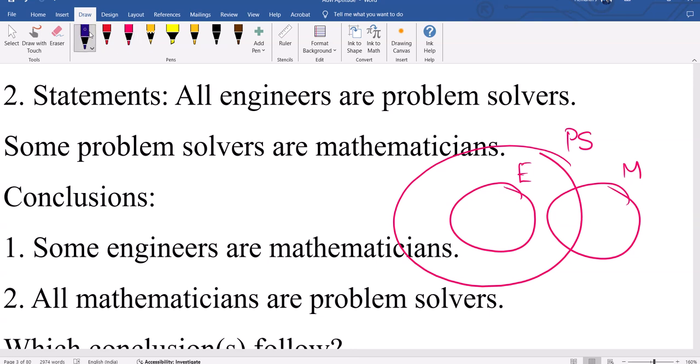Now let me check here. First conclusion: Some engineers are... Is it true? No, fail. Second conclusion: All mathematicians are problem solvers. Is it true? When both fail, there is no need for another diagram.